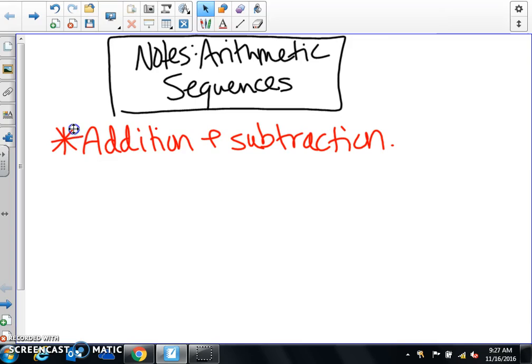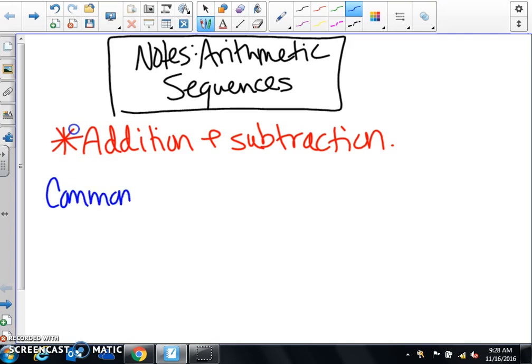Also, you need to know a little bit of terminology. I could ask you for the common difference. As you may remember, or I hope that you remember, difference is just a fancy way of saying subtraction, but common difference is subtraction or addition. It's just whatever the pattern of the sequence is.